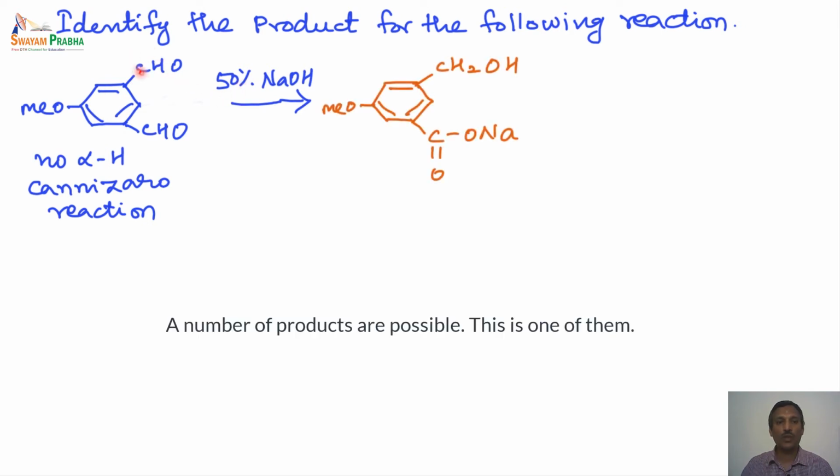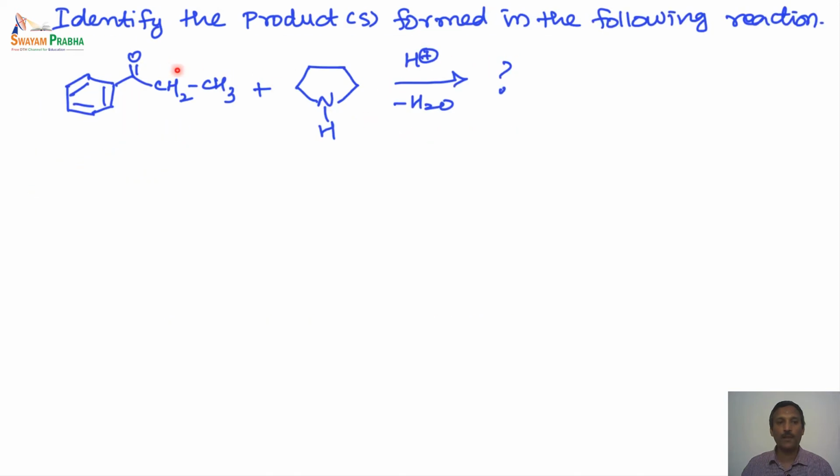So one of the aldehyde undergoes a reduction and the other aldehyde part undergoes oxidation. So we end up with this particular product. So next, when this ketone is treated with an amine, what is going to be the product under acidic conditions? The last step is the workup with acidic water workup. So we need to identify what is the product formed when these two substrates are reacted together.